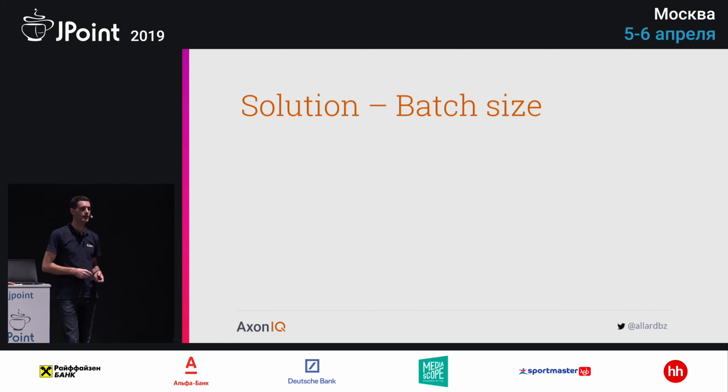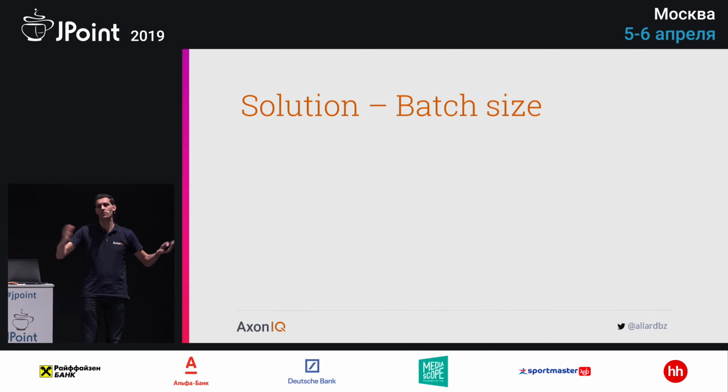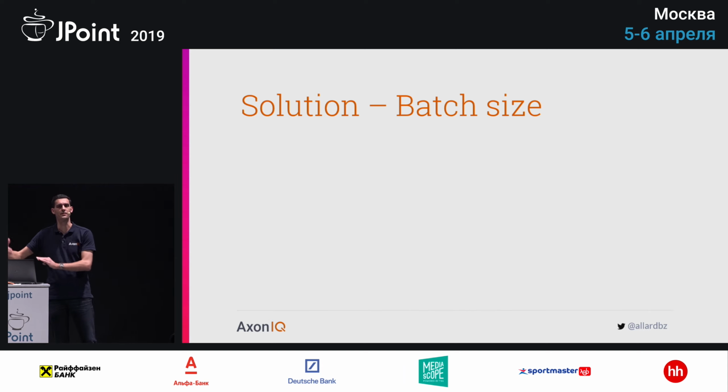Now there's one thing, and in Axon that's pretty easy, that you can do, is increase the batch size. Just don't do a transaction for every single event, but instead start a transaction, load a bunch of events, process them, commit the transaction, and move on.